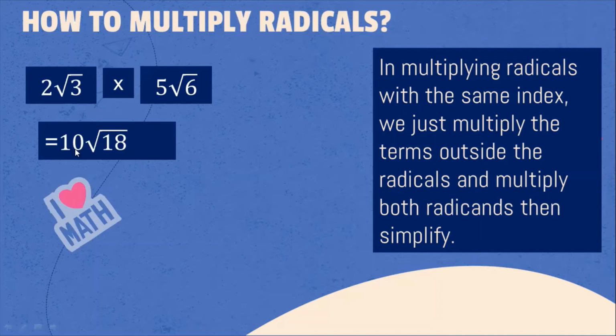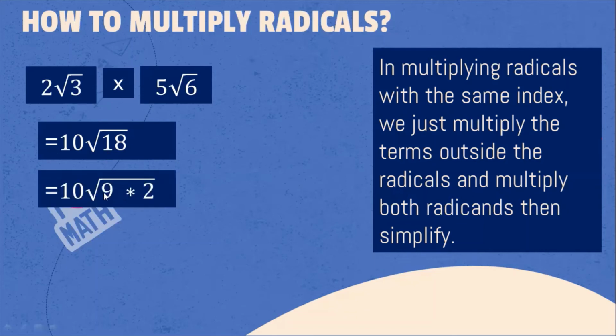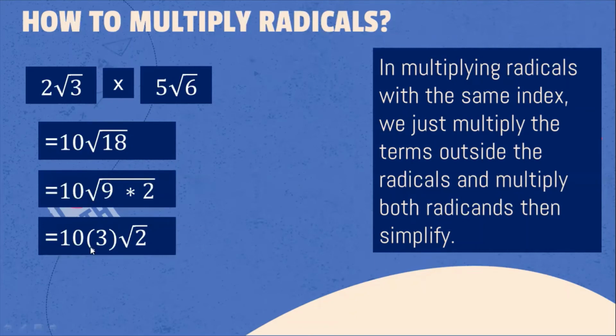Can we simplify the square root of 18? Yes, because it can be factored. Always remember, one of the factors must be a perfect square for it to be simplified. What are the factors of 18? That is 9 times 2, and 9 is a perfect square. What is the square root of 9? That is 3. Copy 10, then copy the square root of 2. 3 times 10 is 30. Then copy the radical square root of 2.